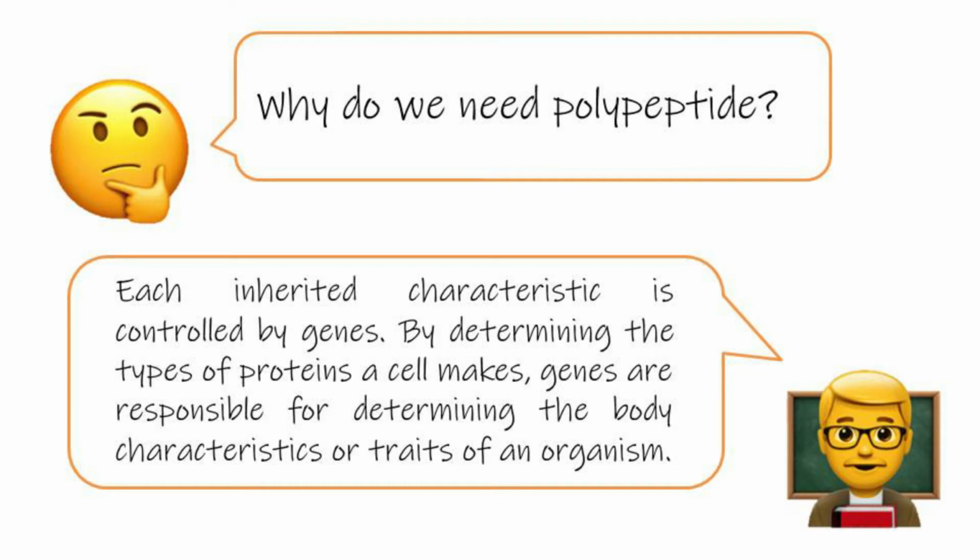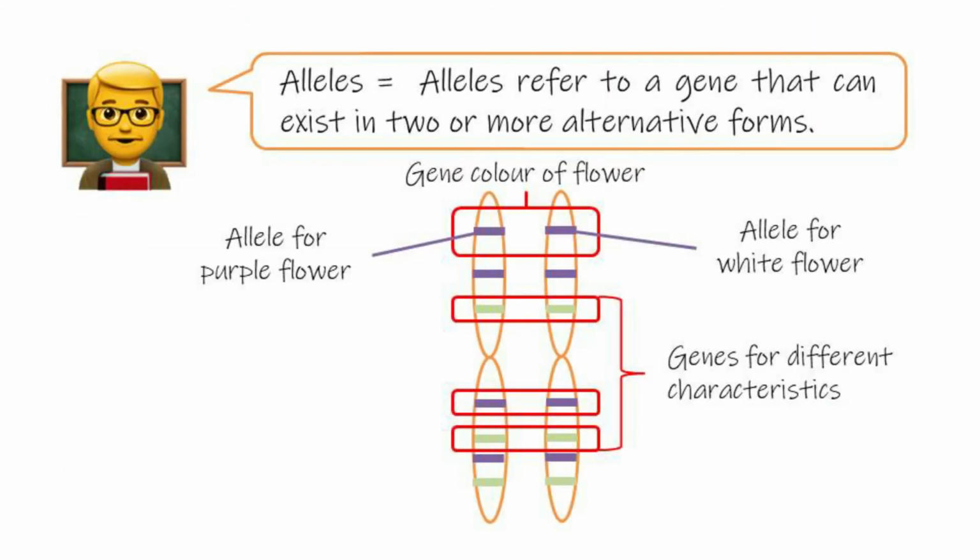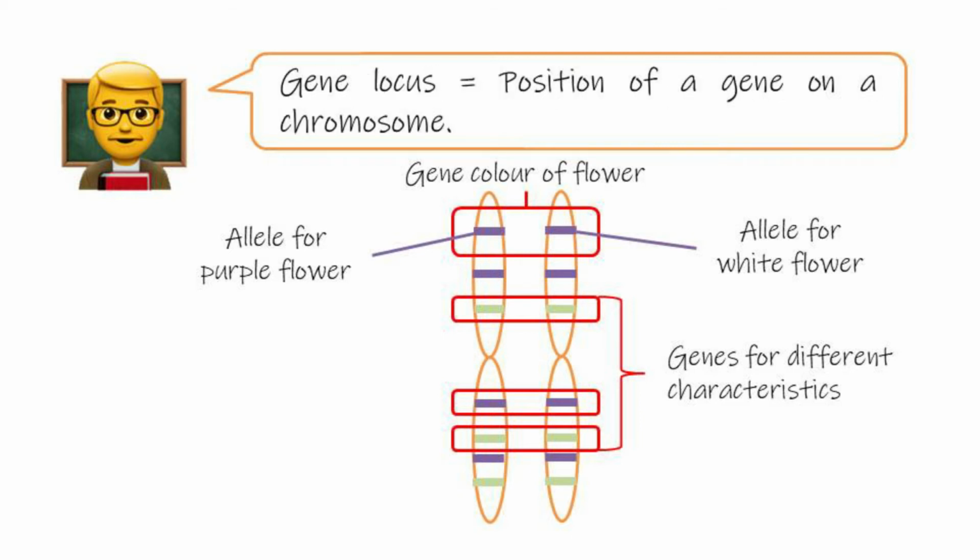Each inherited characteristic is controlled by genes. By determining the types of proteins a cell makes, genes are responsible for determining the body characteristics or traits of an organism. Let's look at another keyword, alleles. Alleles refer to a gene that can exist in two or more alternative forms. In a pair of homologous chromosomes, alleles occur in the same position, with the position of the gene called the gene locus.